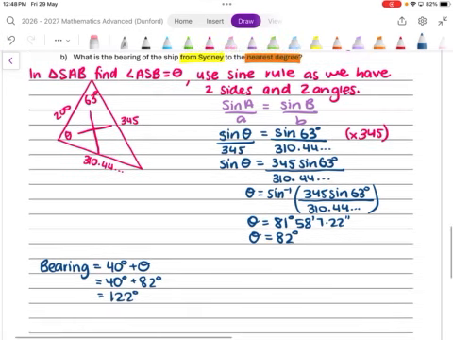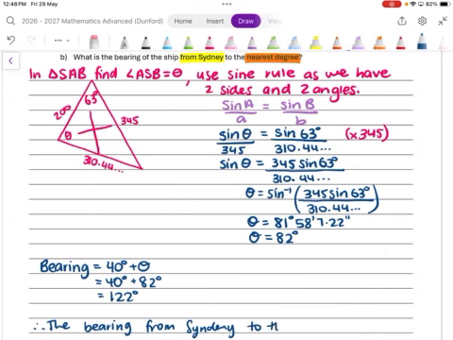So therefore, the bearing from Sydney to the ship is 122 degrees.